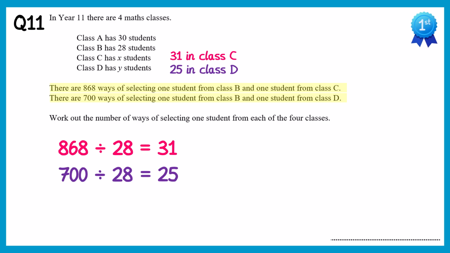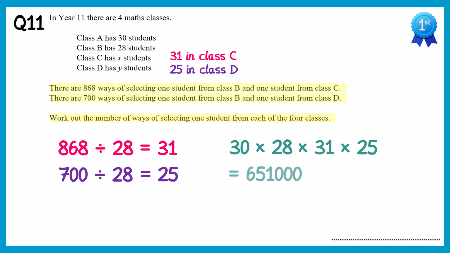In the question, we've been asked to work out the number of ways of selecting one student from each of the 4 classes. So we're going to multiply the number of students in each of the classes together. So it's 30 students from Class A, multiplied by 28 from Class B, multiplied by 31 from Class C, and multiplied by 25 from Class D. If you do this on your calculator, you'll get 651,000, which is the answer to the question.